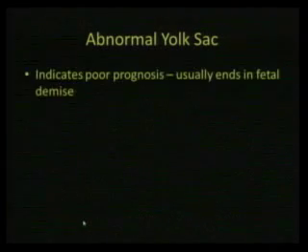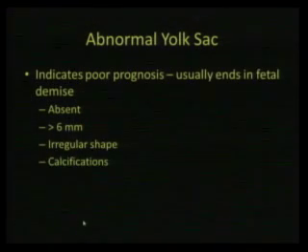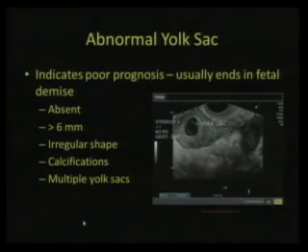So what's an abnormal yolk sac? Well, it indicates poor prognosis, and most of the time it's going to end in fetal demise. So if you don't see it, if it's too big, i.e. greater than about 6 millimeters, if it's irregular in shape, if it's got calcifications in it, or if you see multiple yolk sacs. In this example, this yolk sac was way too big. This one was almost 11 millimeters, and so this pregnancy terminated early.